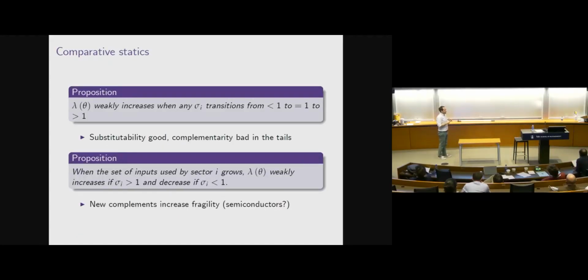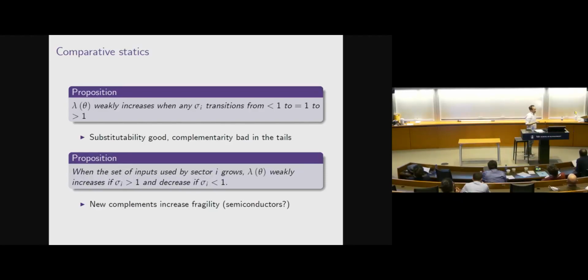There are two comparative statics that you can get out of this that I'll talk about going forward. One is that this lambda, the sensitivity of GDP to a shock, gets more sensitive when any elasticity transitions from less than 1 to greater than 1. Basically, you're going to have more output when substitutability is higher.